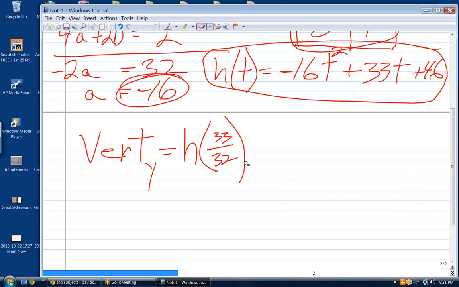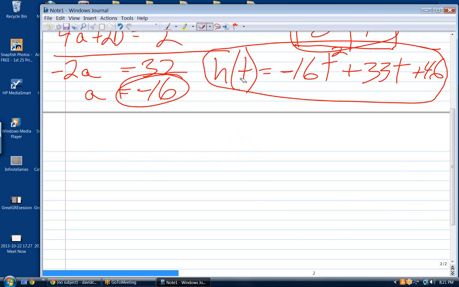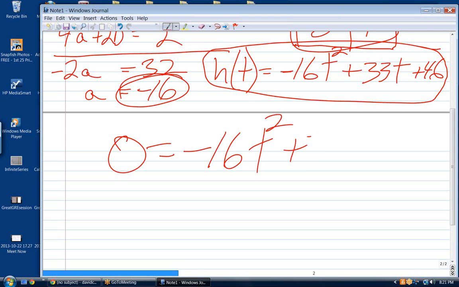If we wanted to know when the ball hit the ground, that's when h of t equals 0. So I would just set that equal to 0 and solve that quadratic. That's going to give you two spots where the ball hits the ground. One of them will be negative, which you'll throw out. The other will be positive, which will be the time where it hits the ground. Okay?